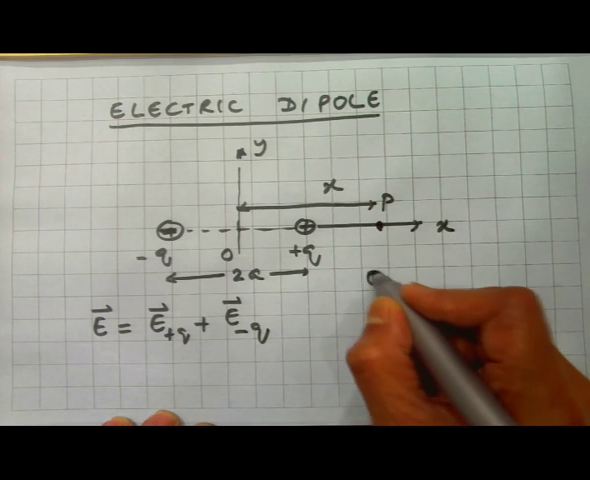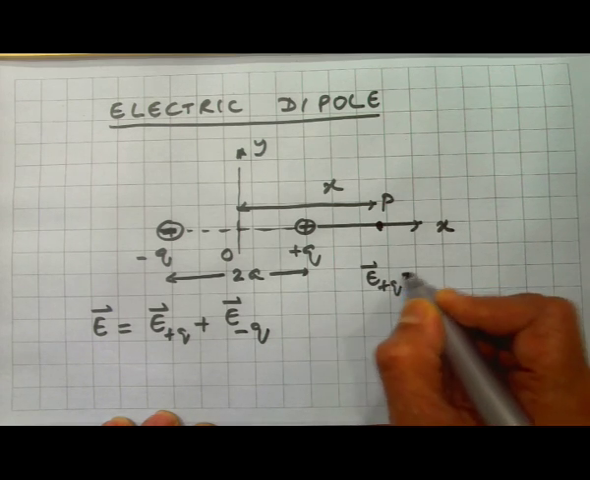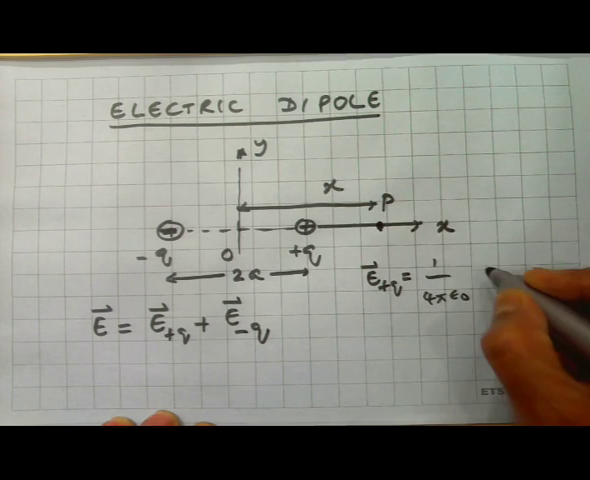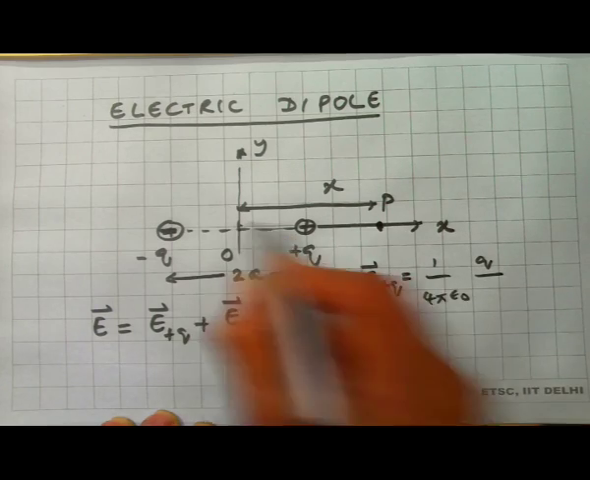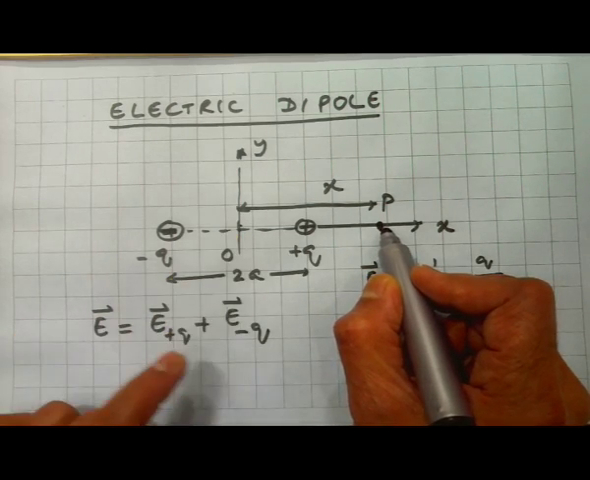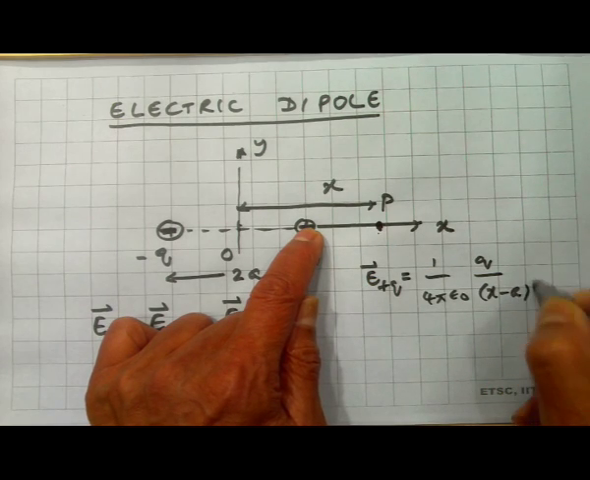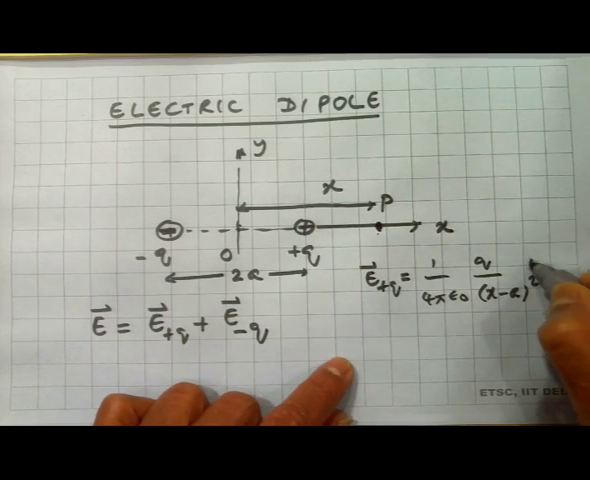So, what are the electric fields? E plus Q is equal to 1 by 4 pi epsilon 0 Q by this distance square, that is x minus a whole square, and this is in the direction i cap.